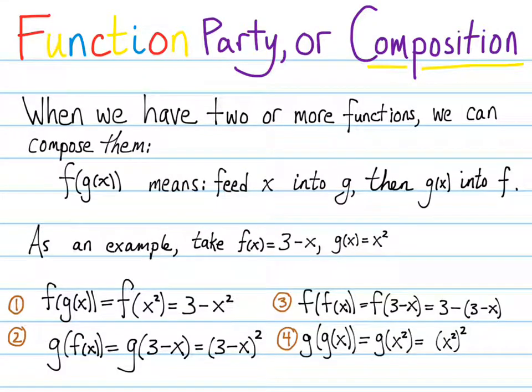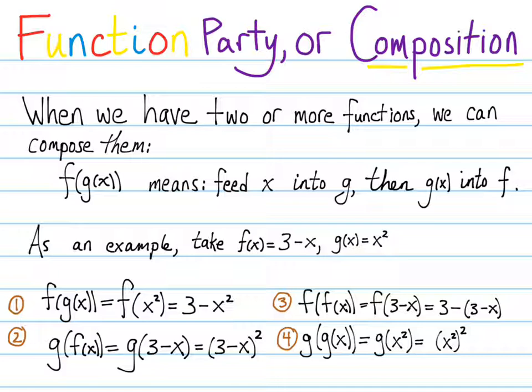Function party, or what we call composition. If you have a whole bunch of functions, you can combine them in an interesting way. And the way you can combine them is with what we call composition. So suppose you have two functions, f and g, and you write f of g of x. The way you read this is that x goes into g first, and then that answer goes into f. So in terms of the function machine, g comes before f on the conveyor belt.